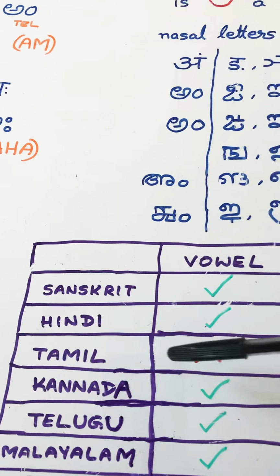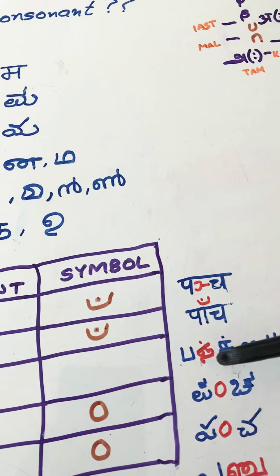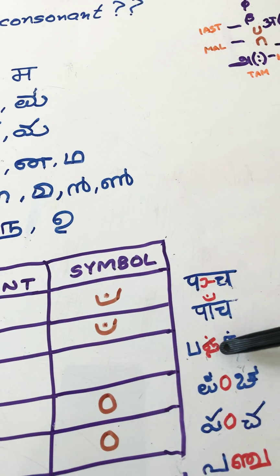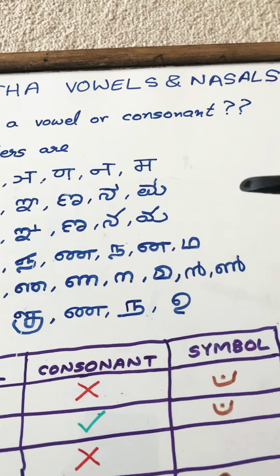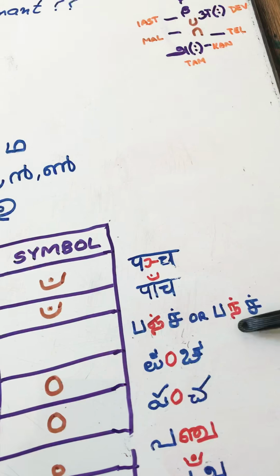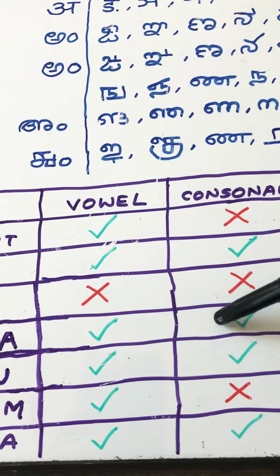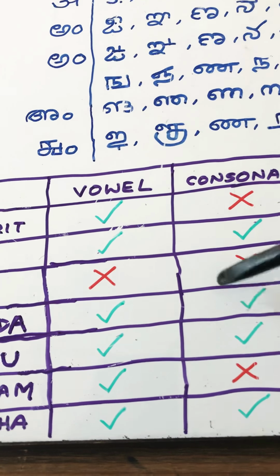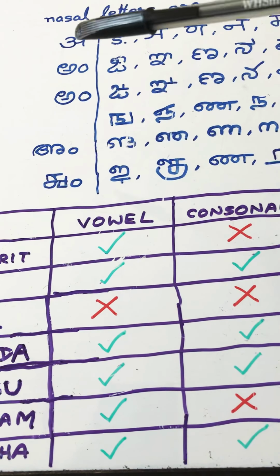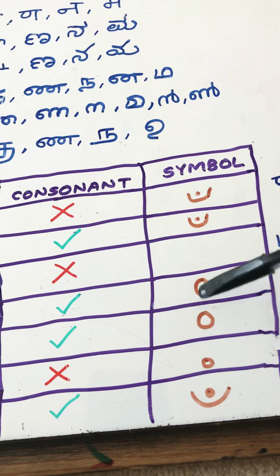Now in Tamil, the Chandra Bindu doesn't exist. So you will always write the consonant. So you will write one of these nasal consonants and put a dot on top of that, as the case may be. Okay. And then in Kannada, again like Hindi, in Kannada and Telugu, they allow both the nasal consonant or the vowel to be replaced by this symbol.